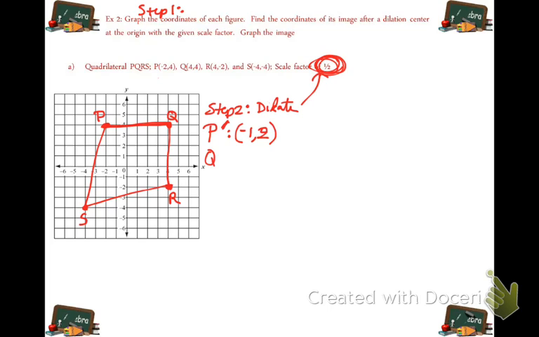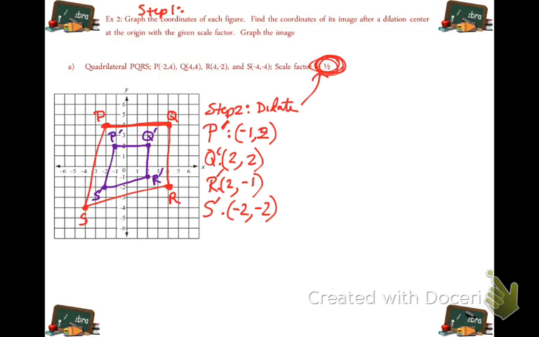And then you do Q, half of 4 is 2, half of 4 is 2. R, half of 4 is 2. Half of negative 2 is negative 1. These are primes. S prime is half of negative 4 is negative 2, and half of negative 4 is negative 2. So I'm going to graph that in a different color. I would like your homework to have a different color. Mine's going to be purple. And then I'm going to graph it.